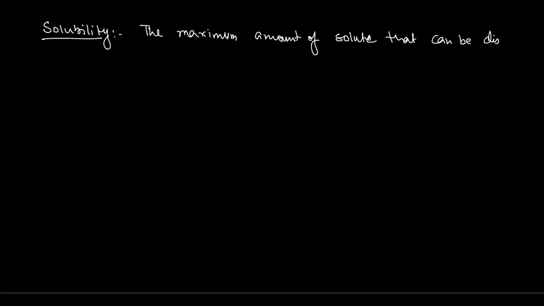Solubility. It is the maximum amount of solute that can be dissolved in 100 gram of solvent. This is the word you have to write here: the maximum amount. In 100 gram of solvent, you have to write here. This is called solubility.